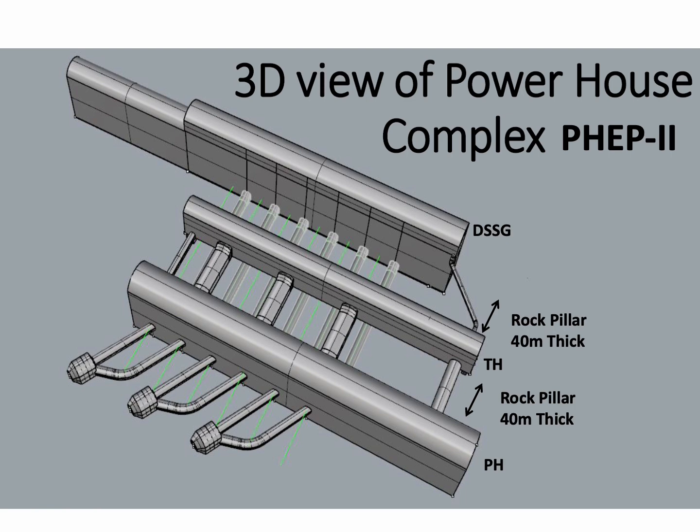This is a 3D view of the powerhouse complex. This is the downstream surge gallery, which is 314 meter long and 58 meter height. This is the transformer hall and this is the powerhouse machine hall, which is again 58.5 meter height. They have 40 meter each of rock pillar provided between the two adjacent caverns at each location.